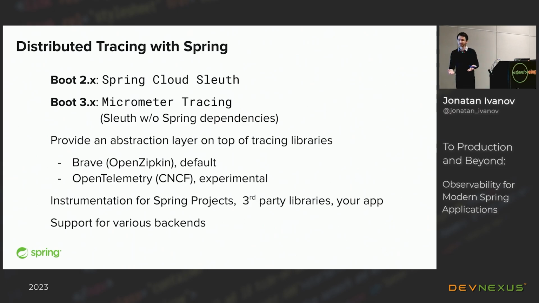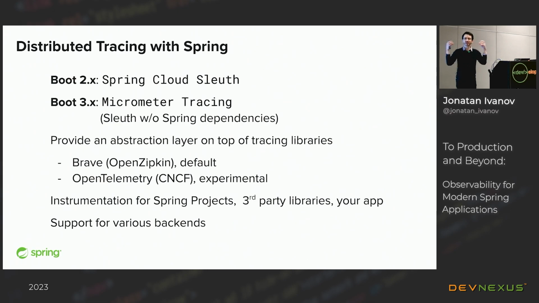Micrometer Tracing was born by taking Sleuth, copying it over to the Micrometer umbrella, changing the package name, fixing a few things, renaming others, and also removing the Spring dependencies from Sleuth. This means you can use Micrometer Tracing with any Java application. It doesn't need to be a Spring app. That's the not-new part. And the not-a-tracing-library part is that it's kind of like the SLF4J situation. It's an abstraction over tracing libraries.